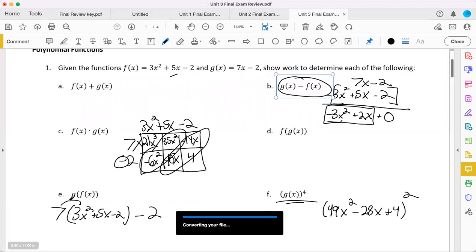Distribute this up. I don't know why I keep saying it's converting the file. If anyone knows how to fix that, let me know. I think I've been pretty patient personally.